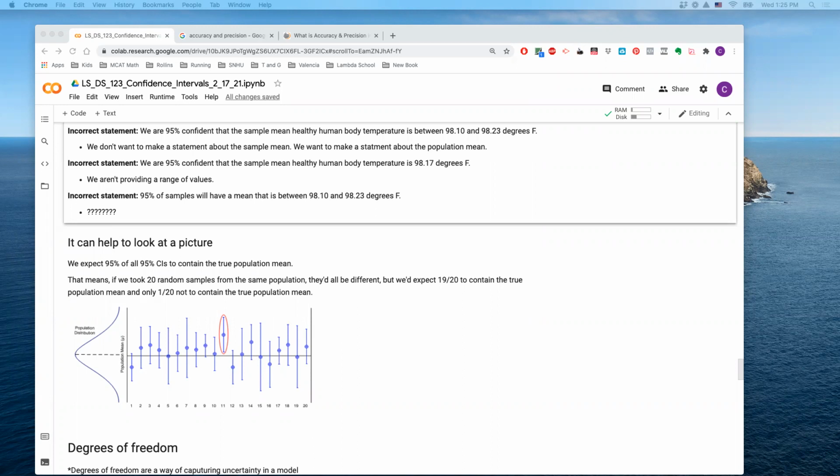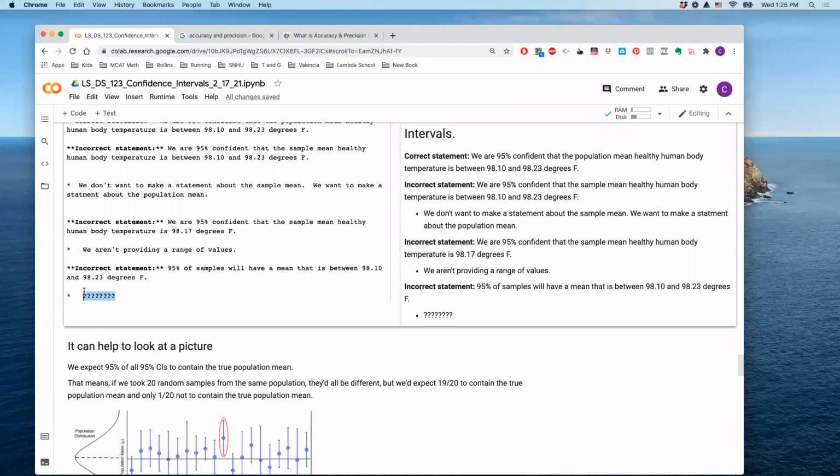Okay, so percent of samples doesn't equal the confidence level. What we expect, and this is the subtle one, this is the tricky one, is that 95% of samples will have a sample mean that contains the true population mean.